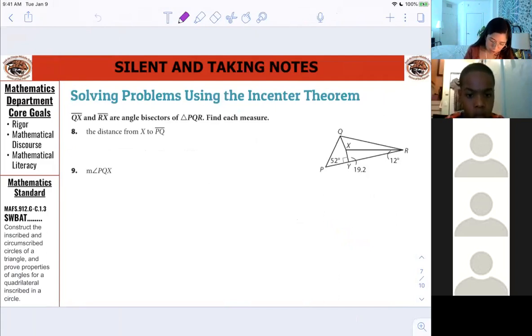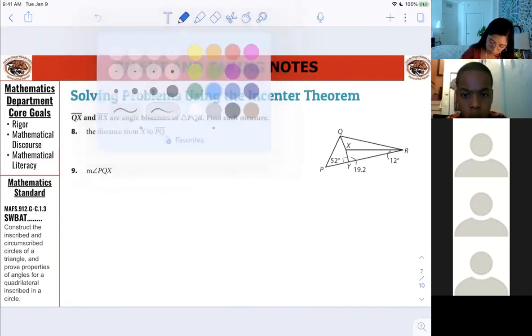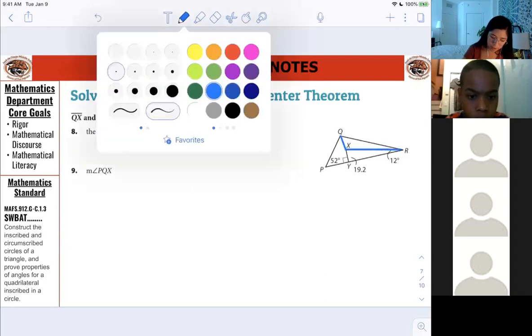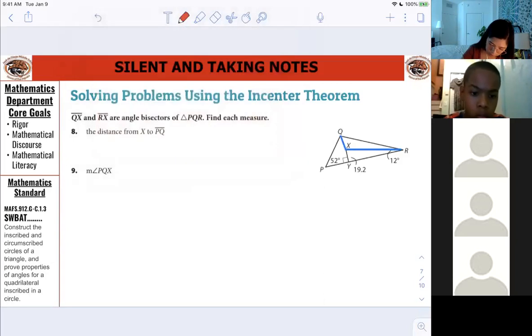All right, so here I know that QX and RX are angle bisectors of PQR. So QX is an angle bisector, and RX is also an angle bisector. So the place where they meet, what is that called?